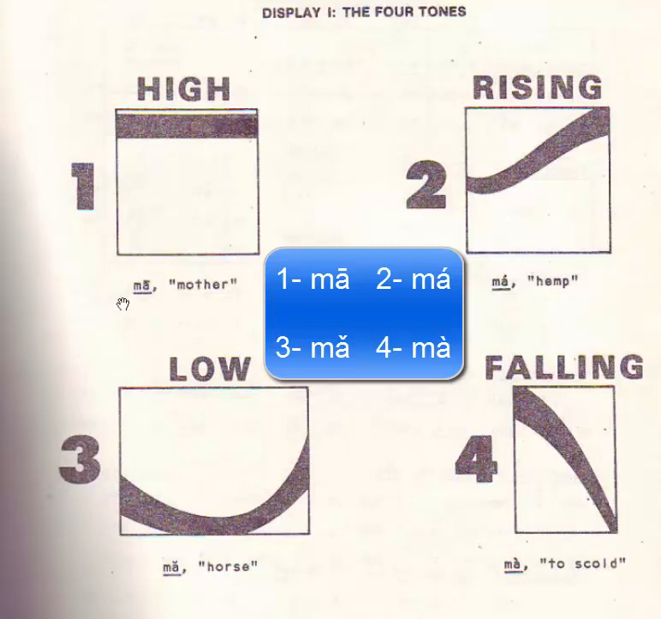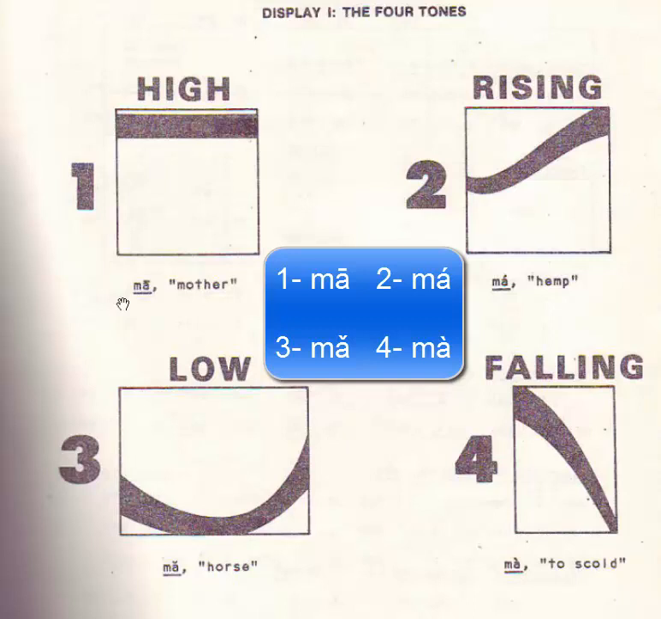The first tone or high tone word, mother, and the third tone or low tone word, horse, will let you locate the extremes. Listen. Again, mother and horse, high versus low.